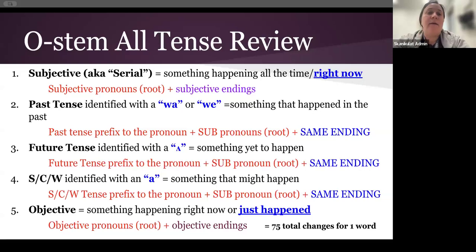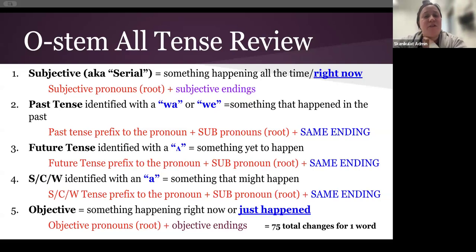I'm pulling it out. It's subjective pronouns and subjective endings. For the past tense, it's identified with a wa or a way. It's something that happened in the past. I pulled it out. Past, you have to have your past tense prefix to the pronoun, subjective pronouns, your root, and the same ending that's shared between all three tenses.